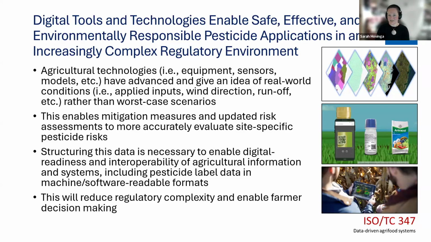There are sensors, models, all giving us an idea of what the real world situation is on a farmer's field, in even a specific part of their field. So we have the ability to know what inputs they're applying, which way the wind is even blowing, and what the potential runoff to streams is, to be able to prevent that rather than the worst case scenario.